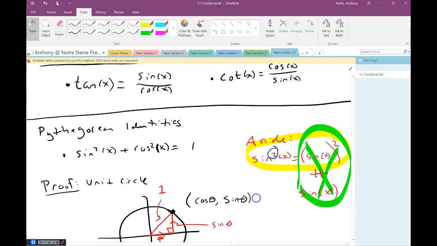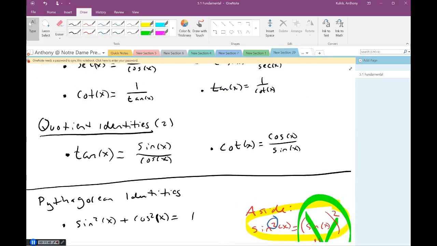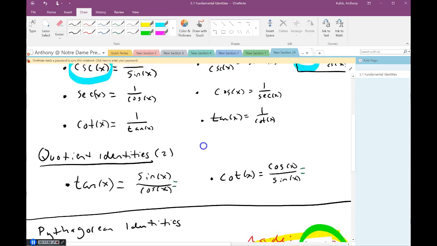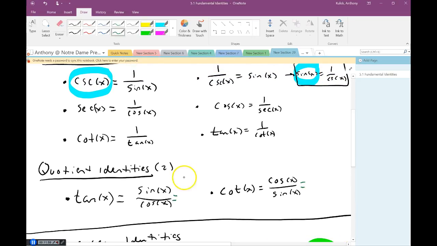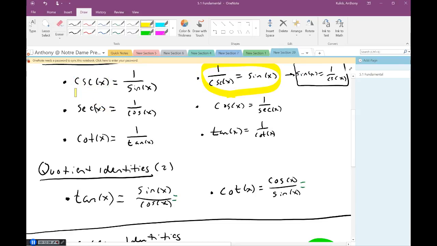Gabby's question, I'm going to just scroll back up. It is possible to also write these expressions in terms of secants and cosecants. So to do that, using this identity, sine x is equal to 1 over cosecant x, and using this identity, cosine x is 1 over secant x.